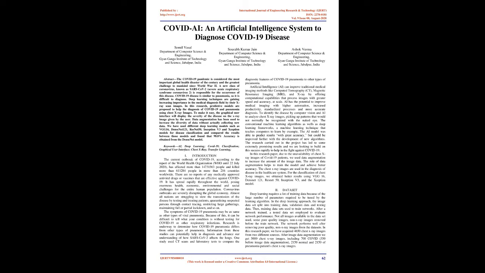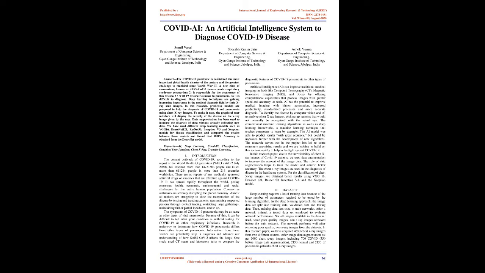Introduction. The current outbreak of COVID-19, according to the report of the World Health Organization, WHO, until July 22, 2020, has affected more than 14,731,563 people and killed more than 611,284 people in more than 216 countries worldwide. There are no reports of any medically approved antiviral drugs or vaccines that are effective against COVID-19. It has spread rapidly throughout the world, posing enormous health, economic, environmental and social challenges for the entire human population.